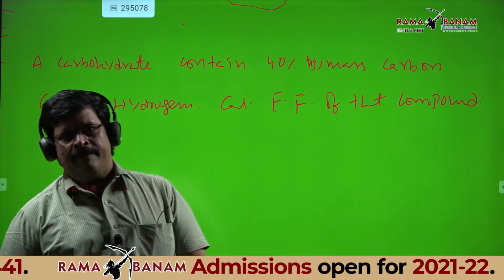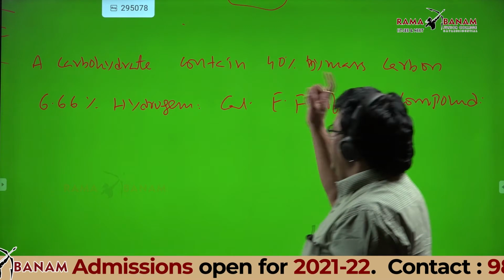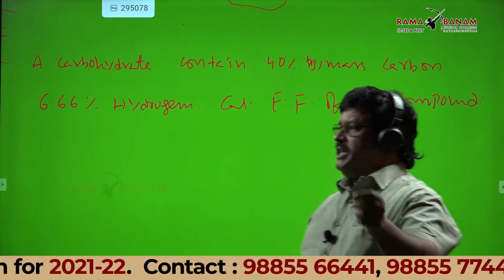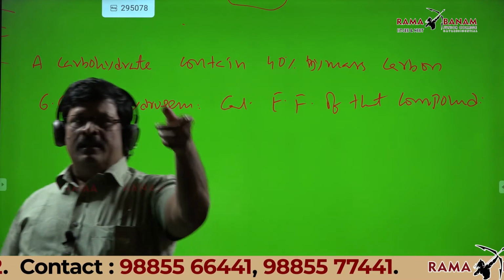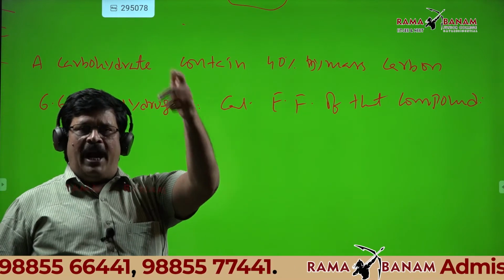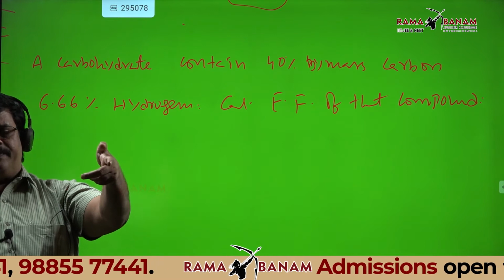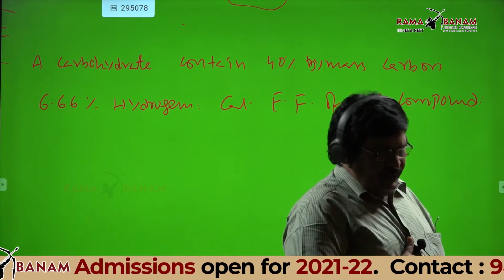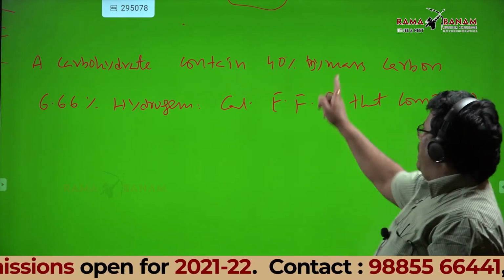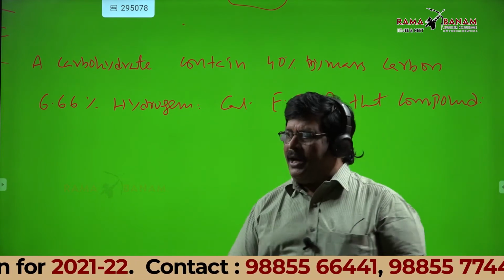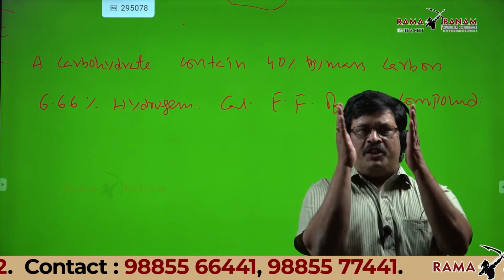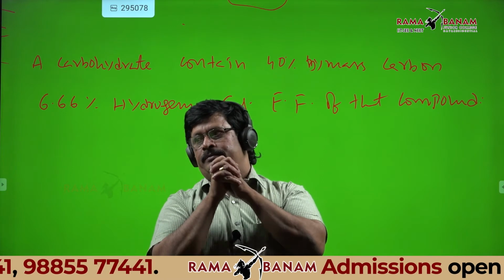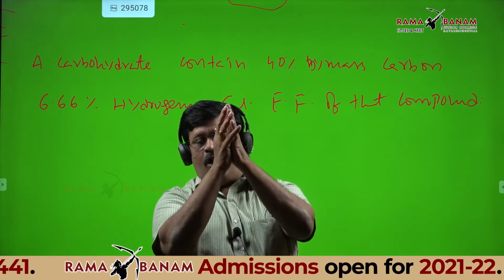I have clearly given: a carbohydrate contains 40% by mass of carbon, 6.66% hydrogen, and I want the empirical formula. See, the sum of carbon and hydrogen is not 100, so there should be some other element in addition to carbon and hydrogen. Can anyone tell what that element is?